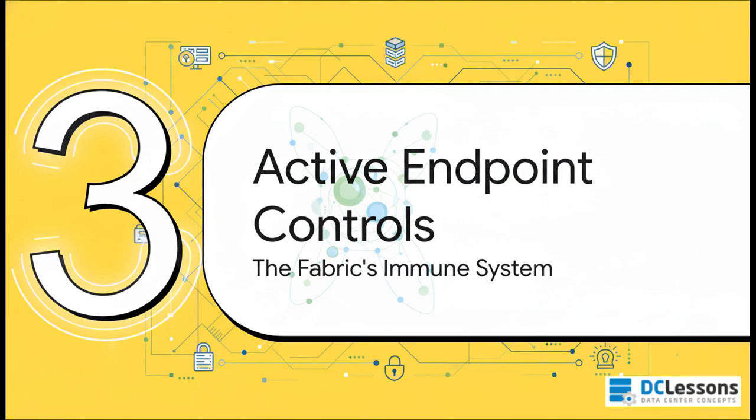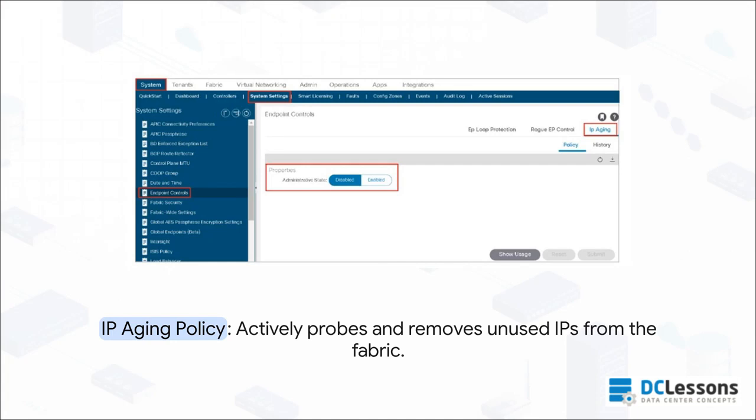These are the dynamic policies that are always watching endpoint behavior in real time, ready to take action to protect the network from instability or even an attack. First in this group is the IP aging policy. See, normally an IP is tied to a MAC address, and it only gets cleared from the endpoint table when that MAC ages out. But what if the IP isn't being used anymore, but the server's MAC is still active?